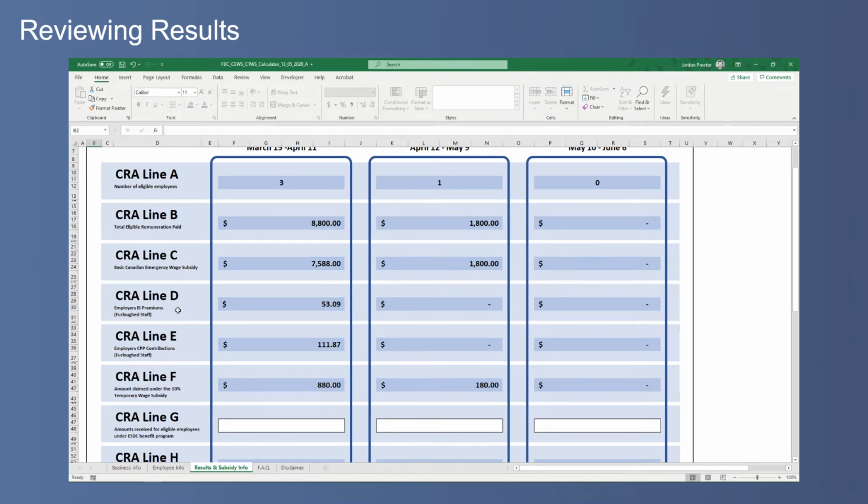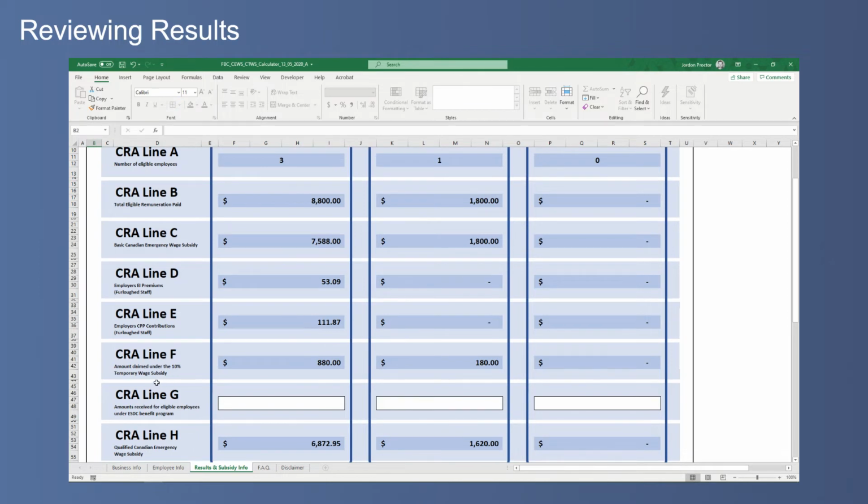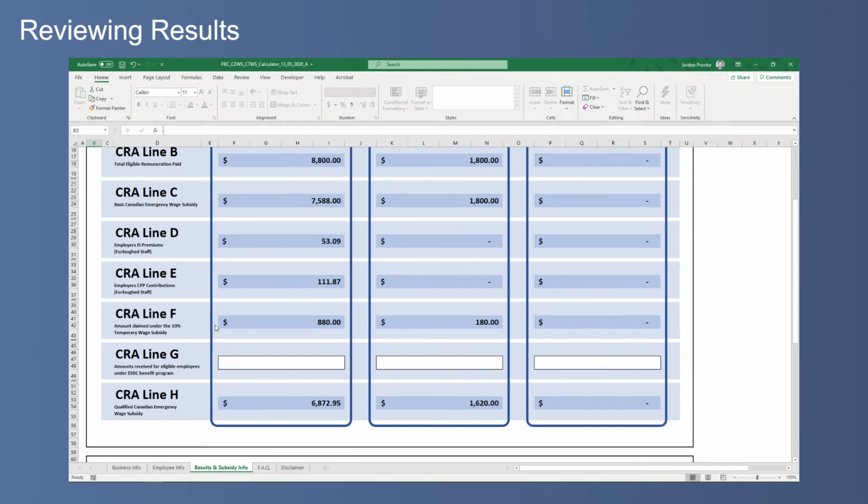So we check that box for the third employee. So we see those amounts considered for EI and then for line E for CPP. So those are there now. For CRA line F, that's the CTWS, and that amount's going to get deducted from our emergency wage subsidy, so we're not double claiming.